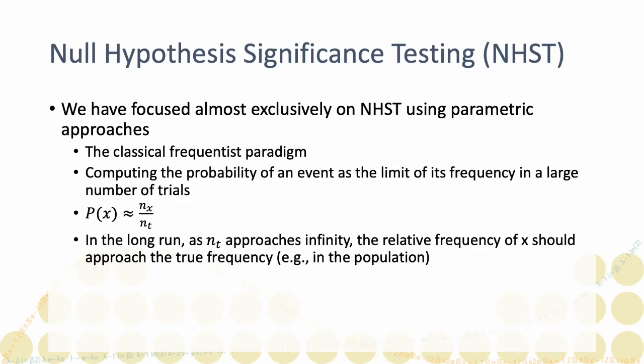The probability of an event is the number of times that event occurs divided by the number of possible outcomes. In the long run, as the number of tests approaches infinity, the relative frequency of the event of interest should approach its true frequency in the population.